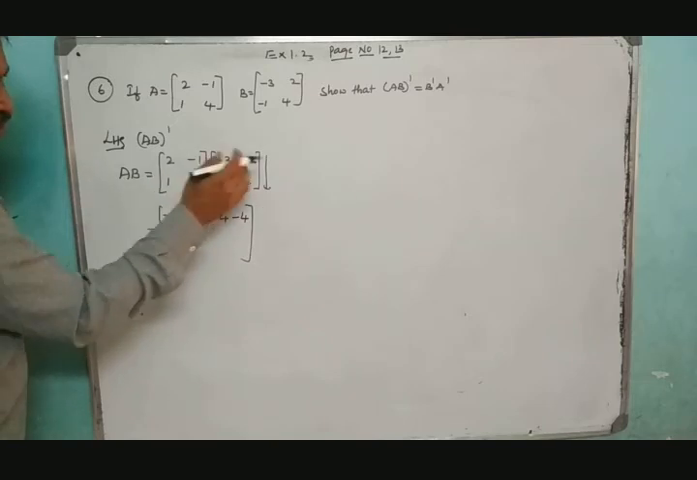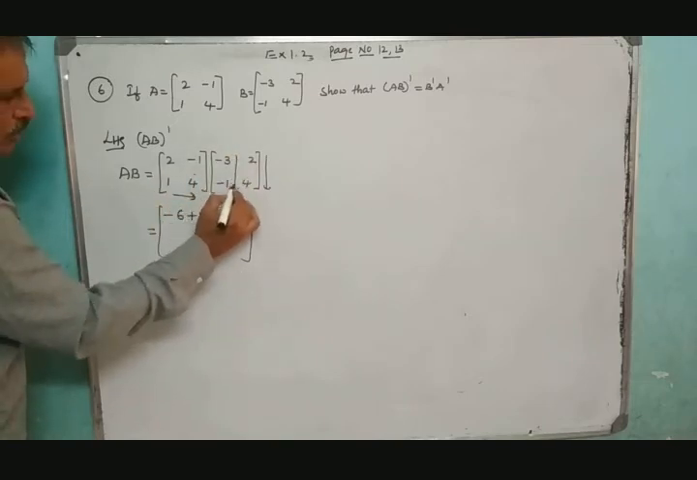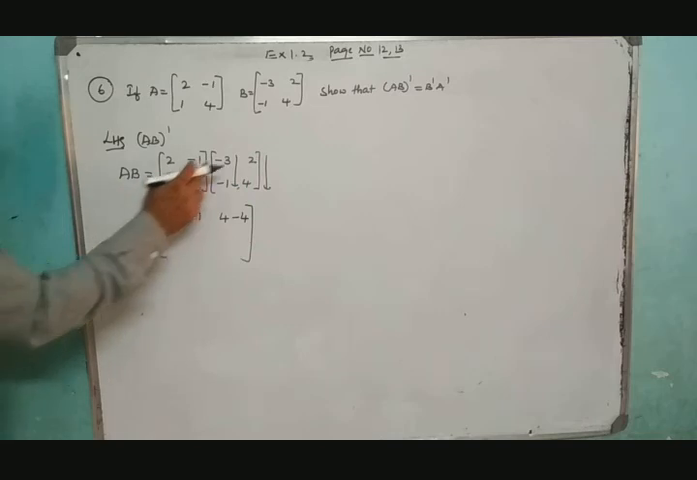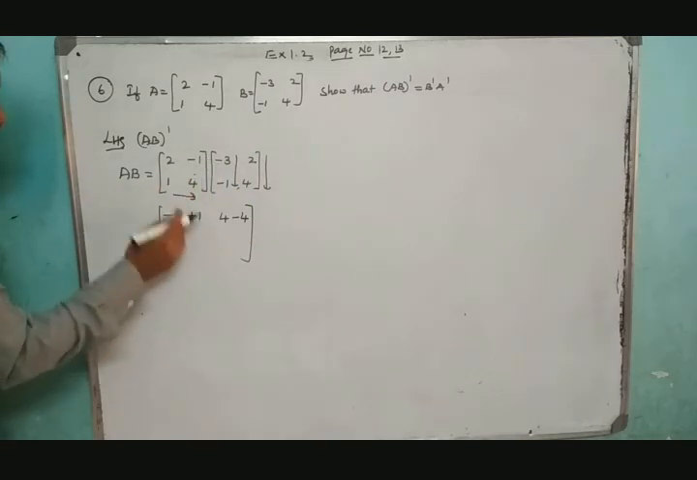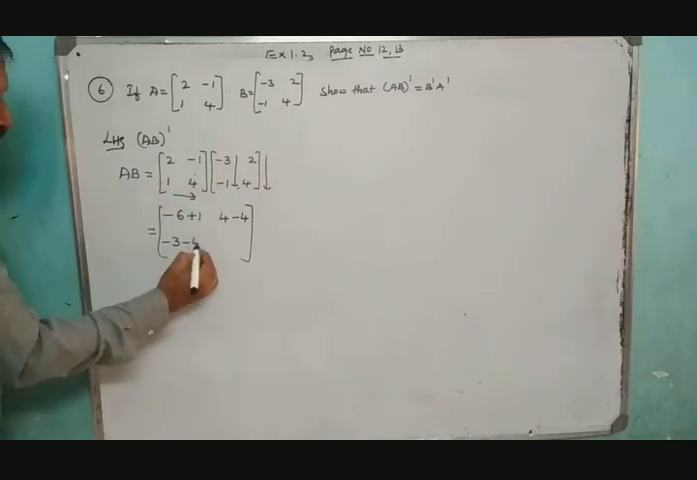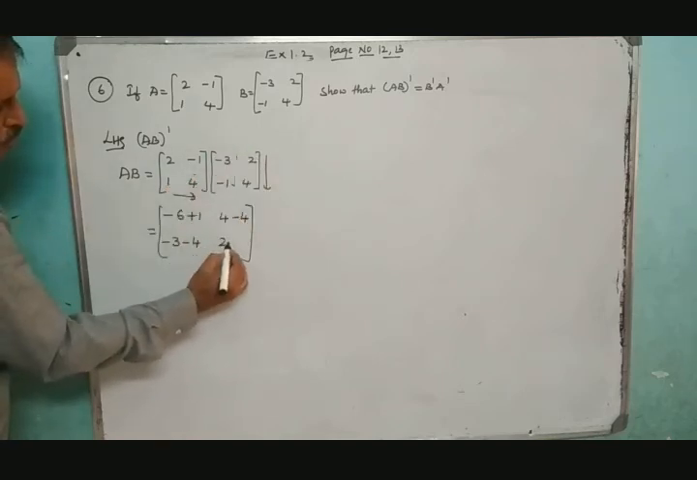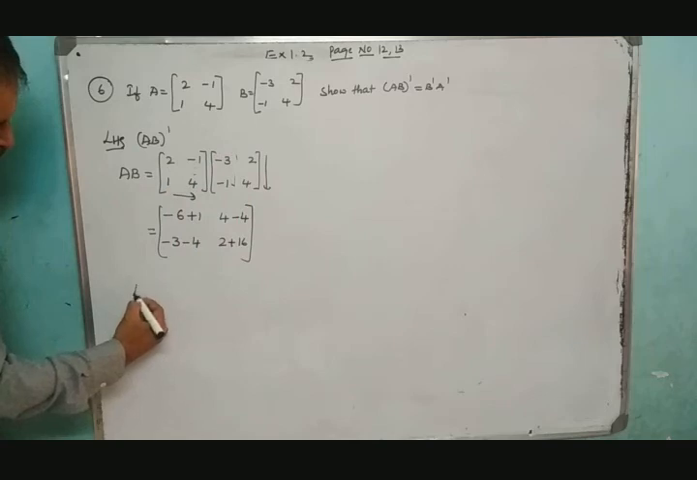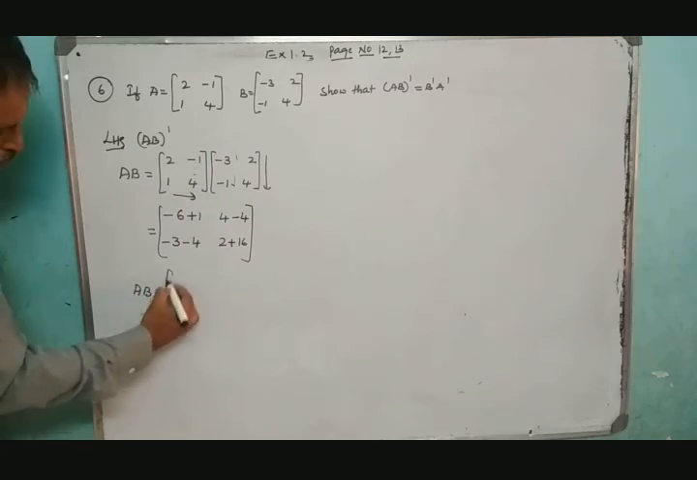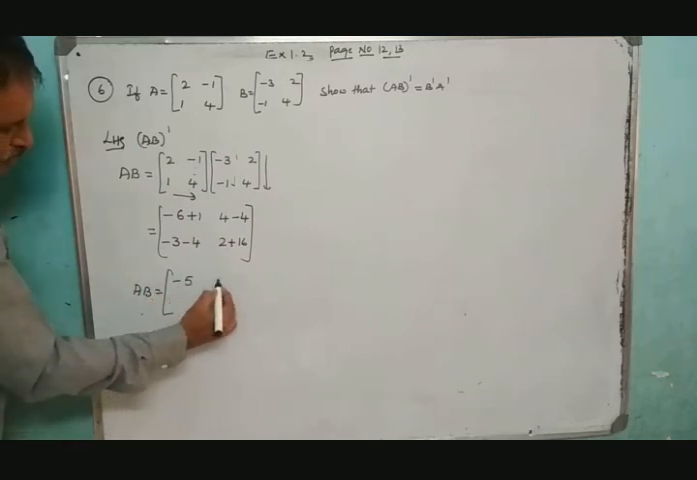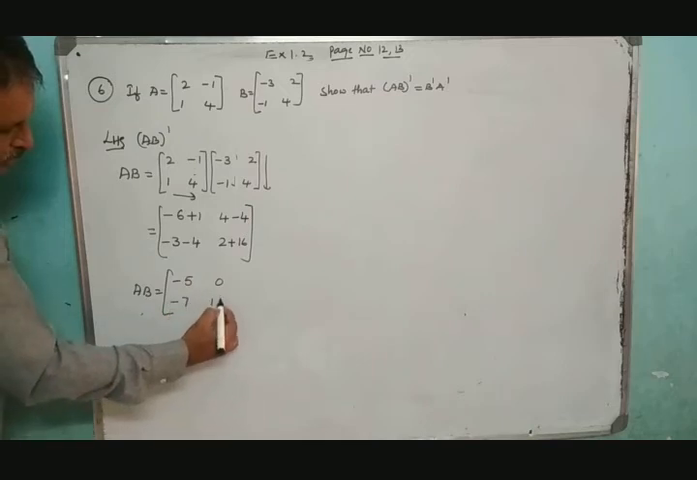Next, first row with first and second column is over. Second row with the first column: plus into minus, minus 3, plus into minus, minus 4 into 1, minus 7. Then 1 into 2, 2, plus 4 4s are 16, so 18. So AB is equal to [minus 5, 0; minus 7, 18].